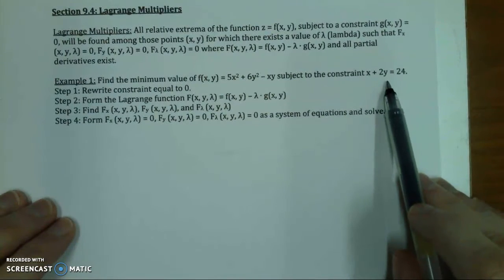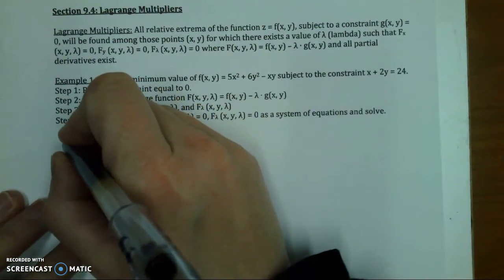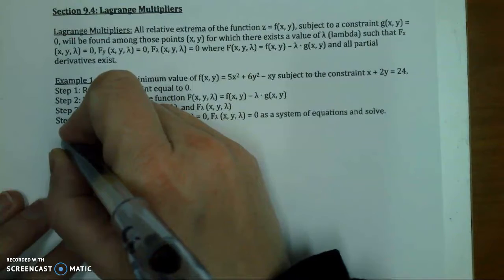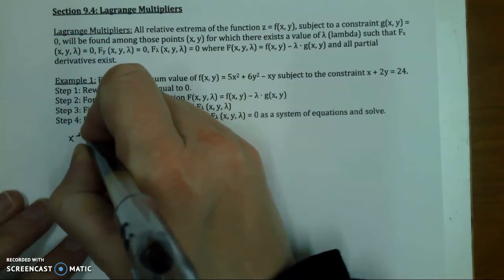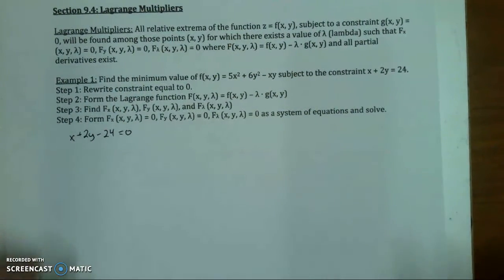Now our constraint equation is generally not going to be set equal to 0, so that is going to be my first part. I'm basically going to write that as x plus 2y minus 24, and you can write that equal to 0, but I am going to drop that in a moment.